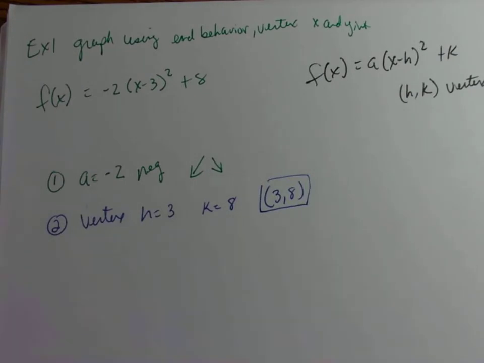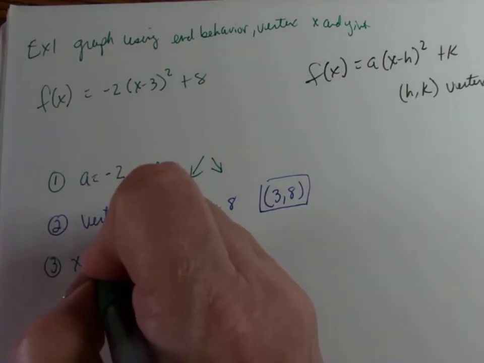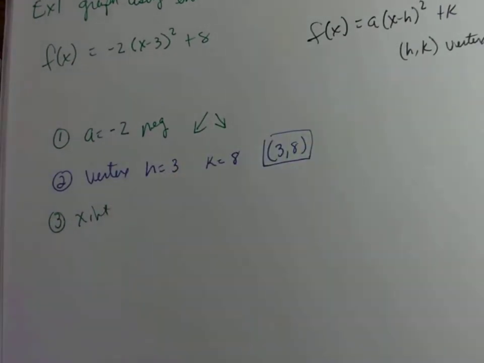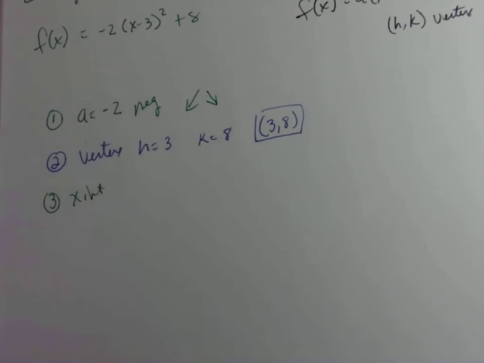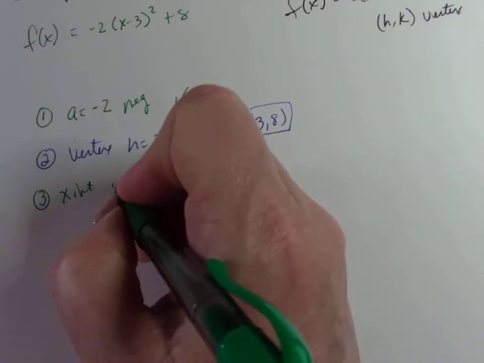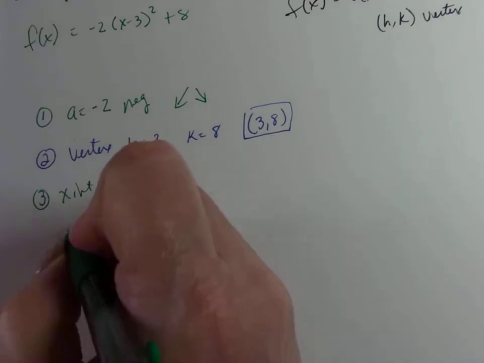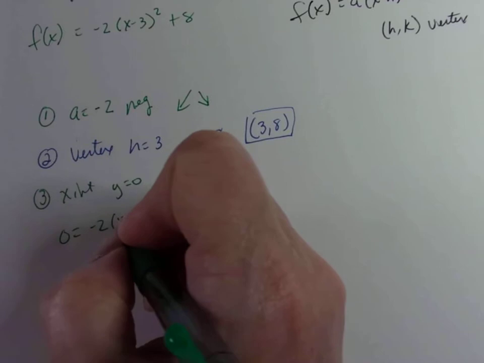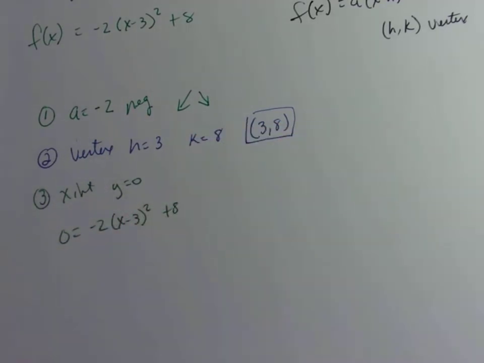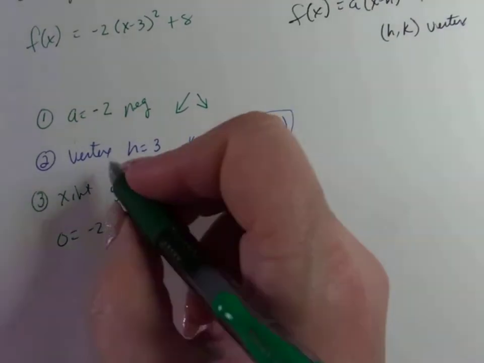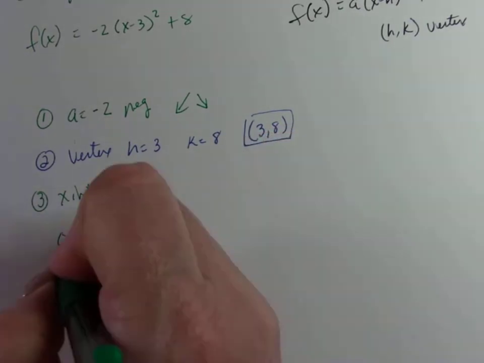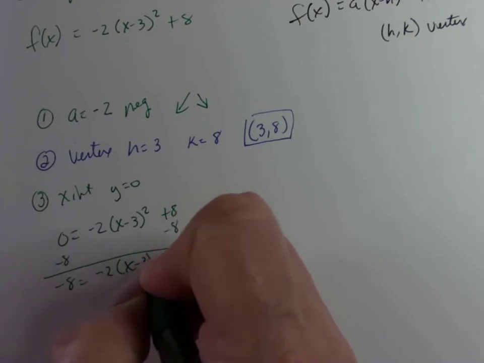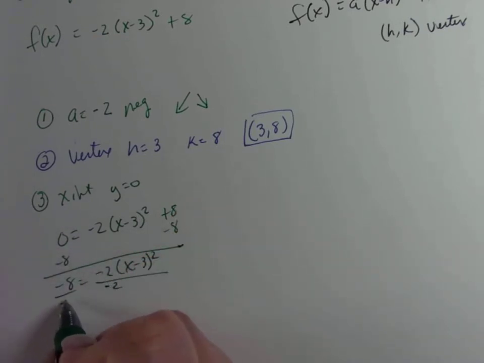All right, so step 3 will be our x-intercepts. And our x-intercepts are always found the same way. We are going to set our y equal to 0. So, going to our original equation up here, we will have 0 equals negative 2 times (x minus 3) squared plus 8. So we're basically going to solve for our x value. So I'm going to move the 8 over, doing the opposite of what's being done. And then we'll divide by the negative 2.